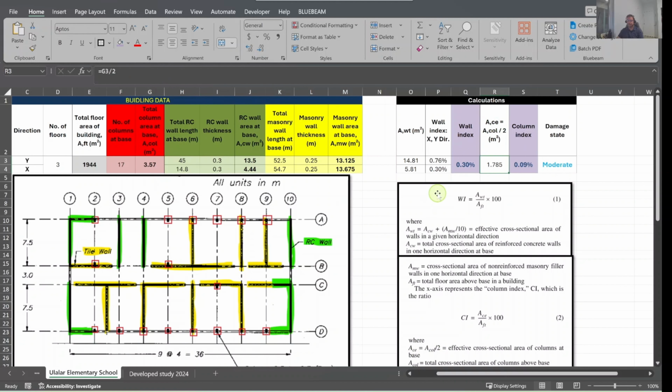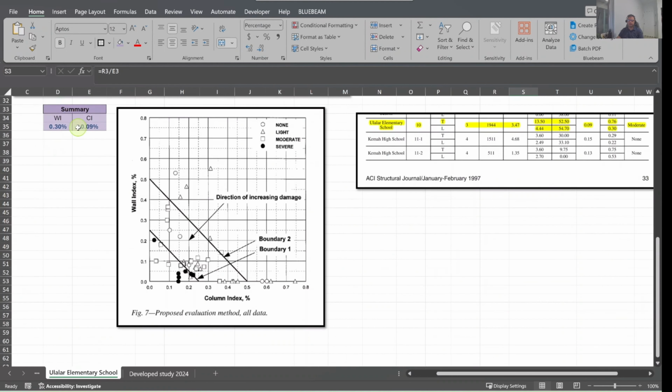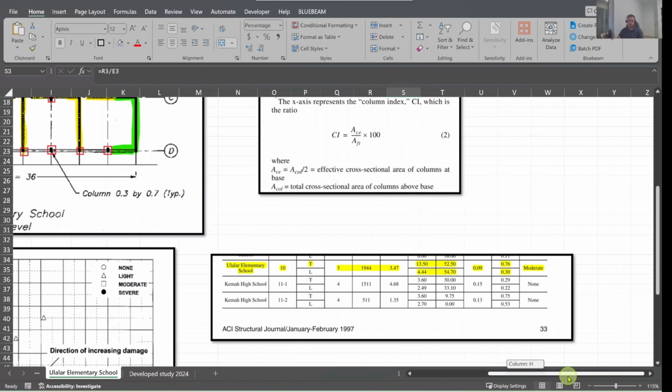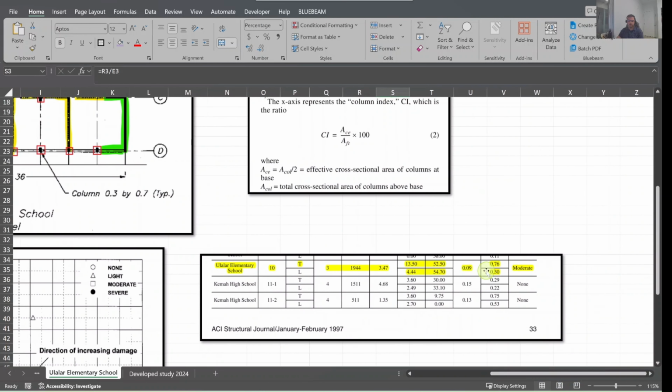All right. So we have ACE and AFT. So the column index is then easily obtained by dividing ACE by AFT, which gives 0.09%. So to summarize, the wall index is 0.3% and the column index is 0.09%. And their intersection on the plot is this hollow square, indicating that the damage state is classified as moderate. Okay, great. And also, our calculations perfectly matched the results mentioned in the Sozen paper.